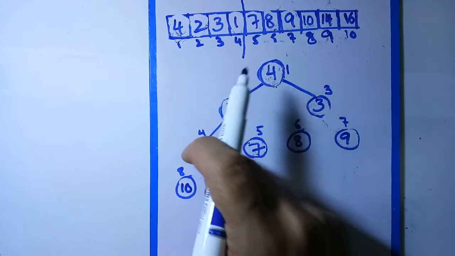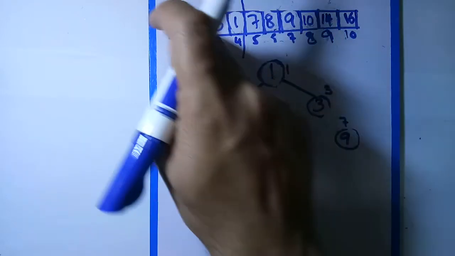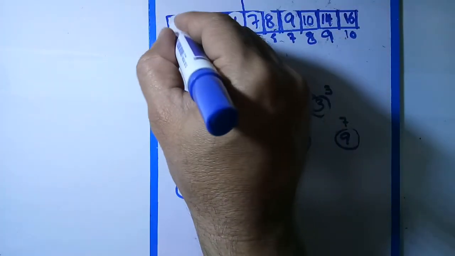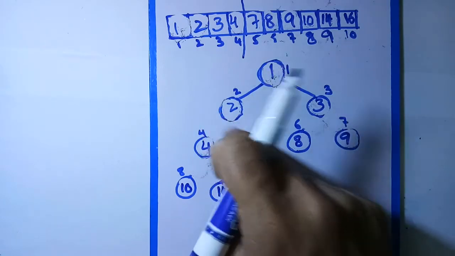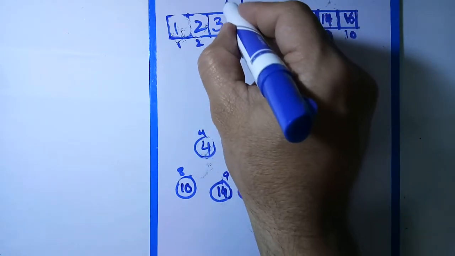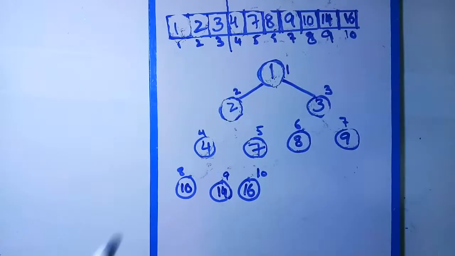So 4 has to come down and 1 has to go up, right? 1 has to go up and 4 has to come here. And this 4 is now not part of the heap. Decrease the heap size by 1. So the heap size is decreased by 1, right? So this is not part of the heap.